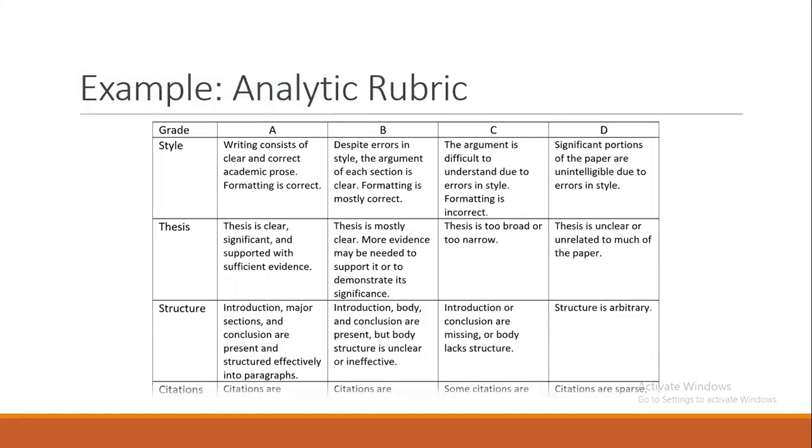The other big one is the analytic rubric. This is the one that we saw earlier for the coffee shop, but now I have a real example from one of my courses. I have the criteria: style, cases, structure, and citations. And for each of those, I have different levels, in this case A, B, C, and D.